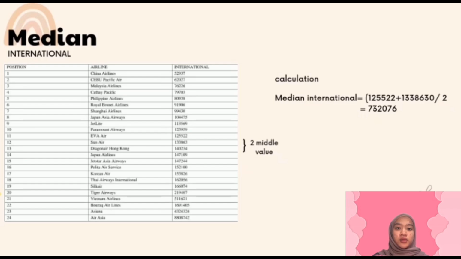Next, the median for international passengers. For international passengers, there are also 2 values in the middle, so we need to add both values and divide by 2 to get the median. So the median for international passengers is 732,076. As we can see, the median for international passengers is greater than the median for domestic passengers.